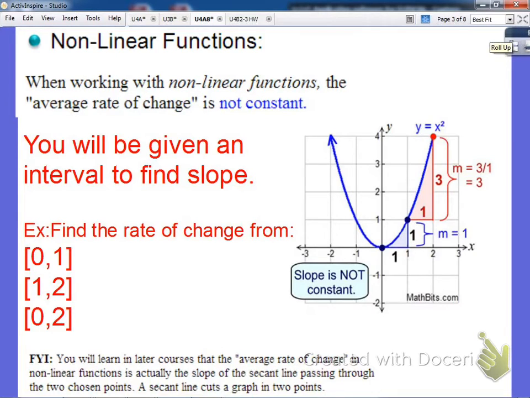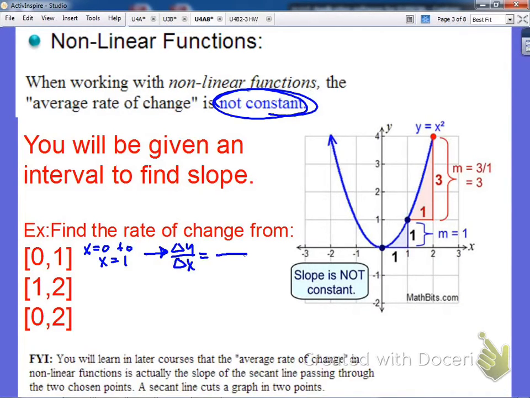All right, so nonlinear functions. Let's talk about something that's not a line. When you're working with nonlinear functions, the average rate of change is not constant. It's not going to be the same. You will be given an interval to find the slope. So it's not just that you can do an interval here or an interval there like we did on the line, but I'll have to give you a very specific interval. For instance, if we want to find the rate of change from x equals 0 to x equals 1, that's the question. Find the average rate of change here. Well, this is the change in y over the change in x. So the change in x is 1 minus 0. You can write that in. This is part of your notes.